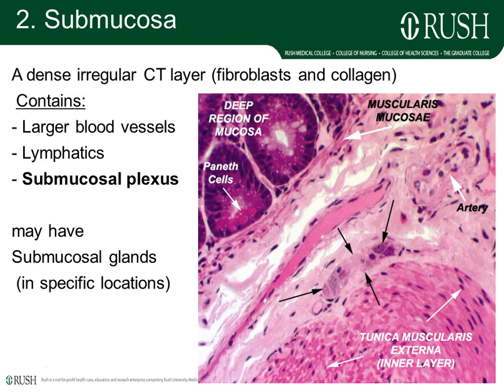So the layer underneath the mucosal layer is that submucosa, which is a dense irregular connective tissue layer, primarily comprised of fibroblasts and collagen. It contains the larger vasculature, the larger lymphatics, and the first portion of that enteric nervous system that I mentioned earlier, the submucosal plexus. In some portions of the tube, you may find submucosal glands, and we'll talk about them as we study the different regions of the GI tube.